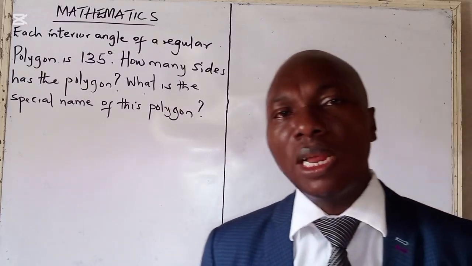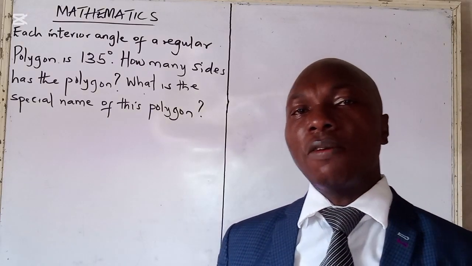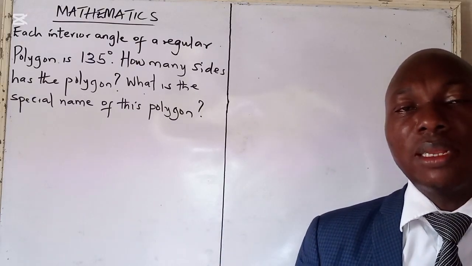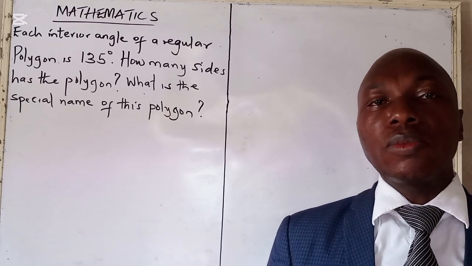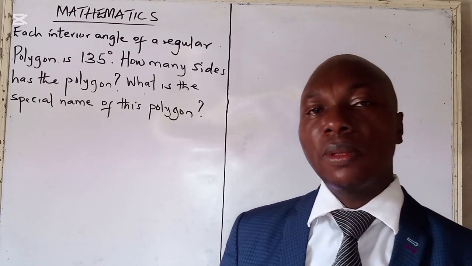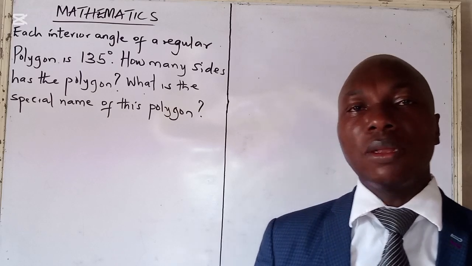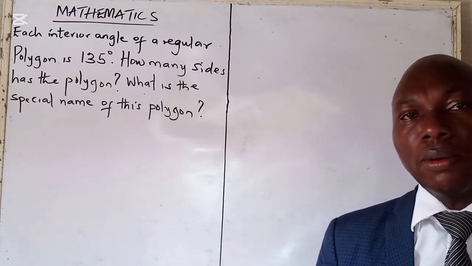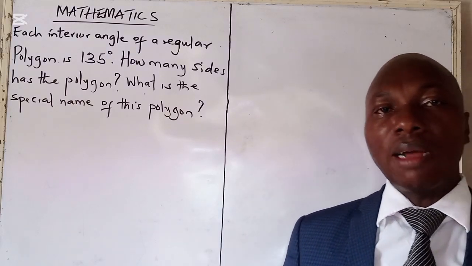Before you can solve problems on polygons, you need to know the different types of polygon we have. The first one is quadrilateral. That's a four-sided shape. The second one is a five-sided shape, which is a pentagon. The next one is a six-sided shape, which is a hexagon. The next is a seven-sided shape, which is a heptagon. The next is an eight-sided shape, which is an octagon.